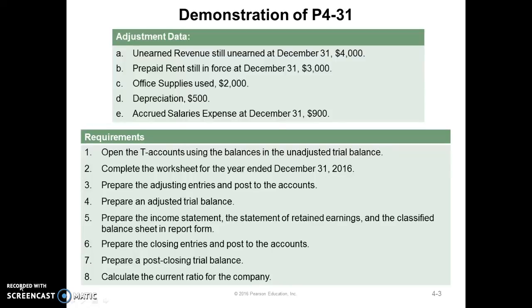Also, office supplies used. Office supplies is one of those weird things. When you actually buy office supplies, it's an asset. We do not expense it at all until you actually use it. So we know at the end of the year we should have $2,000 of office expense because we've actually utilized that. We have depreciation of $500 and we have accrued salaries expense of $900. In this example, we're going to be walking through all the requirements listed below, so just take a good look at the requirements.